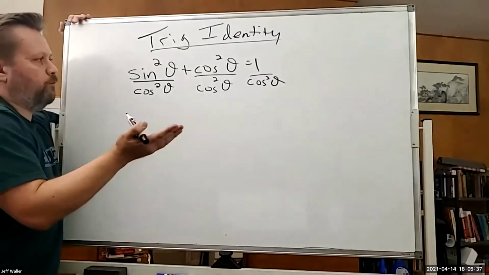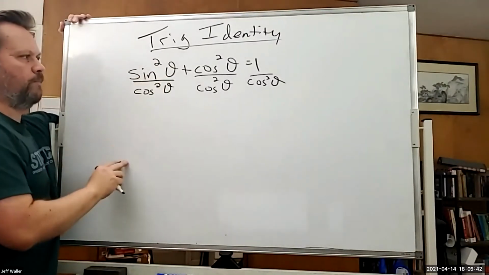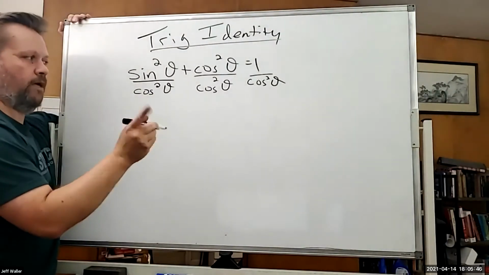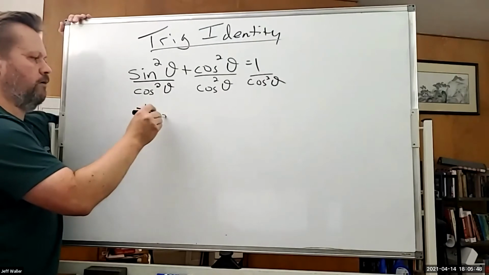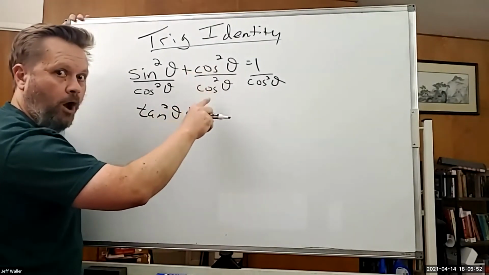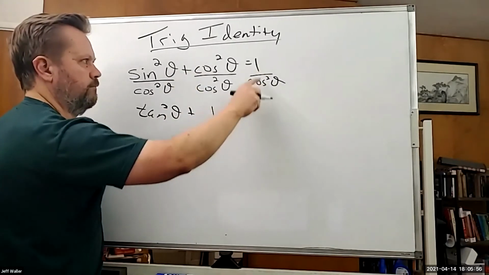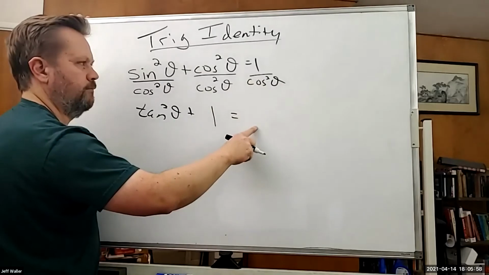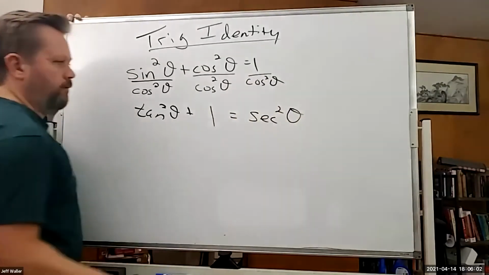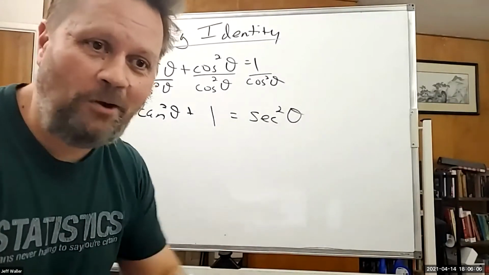And we're about to see why it's okay though, because what does this make? Tangent squared plus 1 equals secant squared. There you go. Hey, we made a new identity. It's a whole new identity.